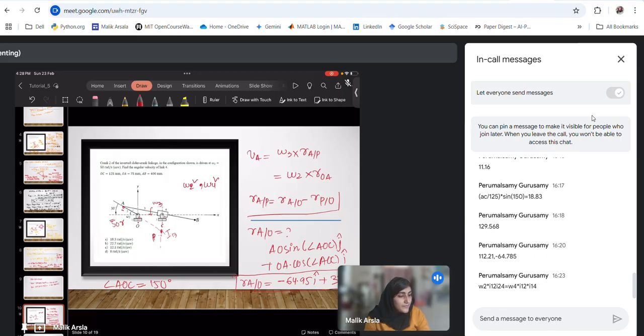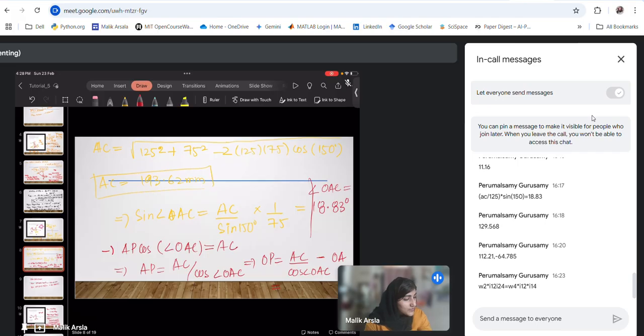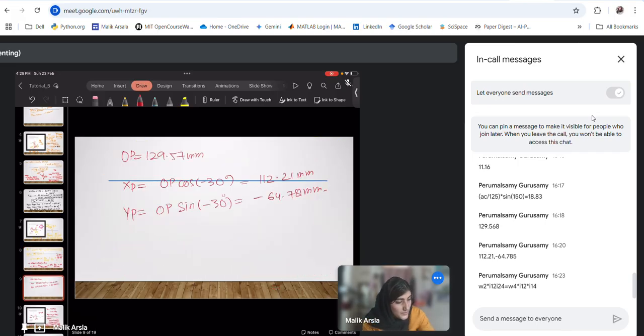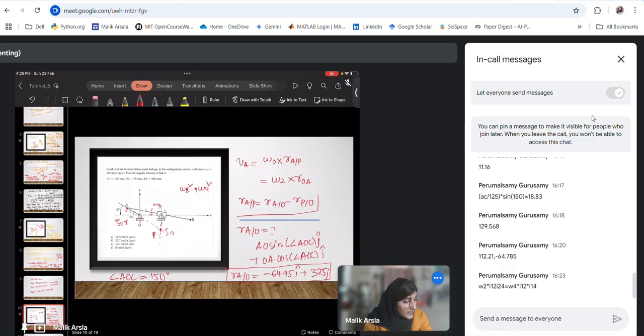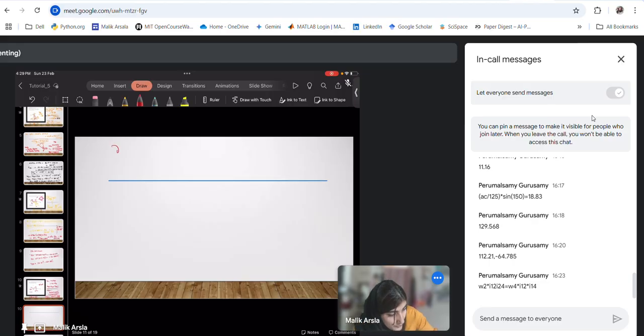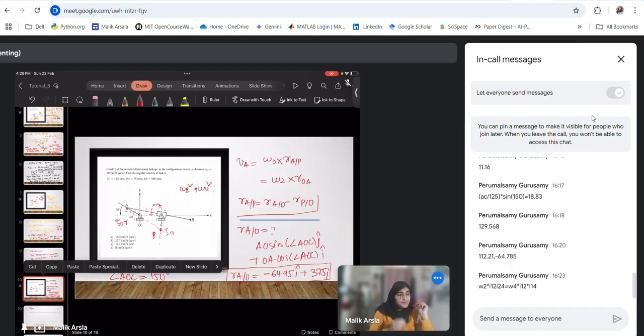Now RAO you have found out. RPO you know from here, right? This is RPO. RPO is nothing but 112.21 i cap minus 64.78 j cap. This is RPO. Now RPO is known, RAO is known, so you can find RAP, right? So quickly do it and tell me what RAP is coming out to be.